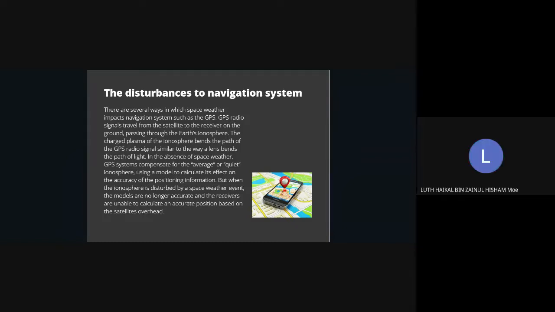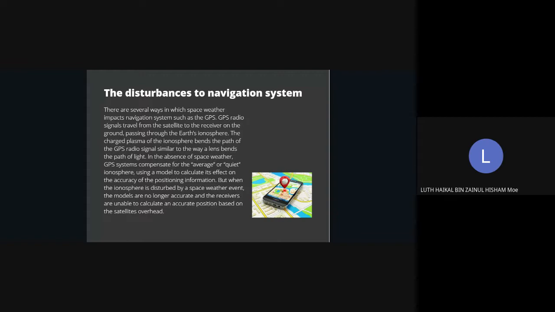The disturbance to navigation systems. There are several ways in which space weather impacts navigation systems such as GPS. GPS radio signals travel from the satellite to the receiver on the ground, passing through the Earth's ionosphere. The charged plasma of the ionosphere bends the path of the GPS radio signal similar to the way a lens bends the path of light.